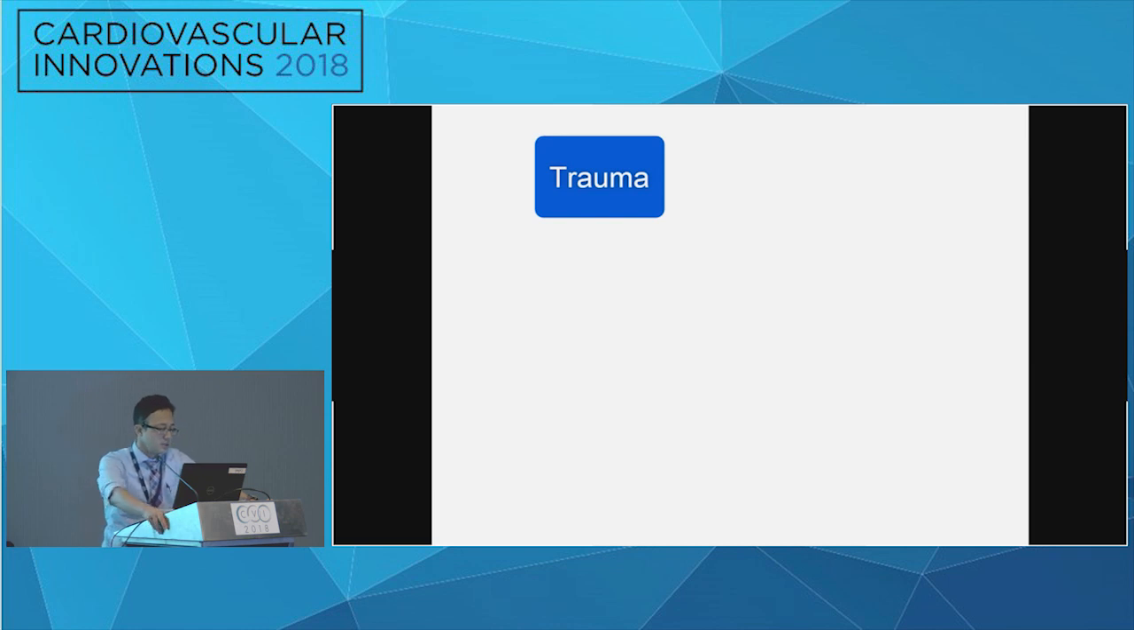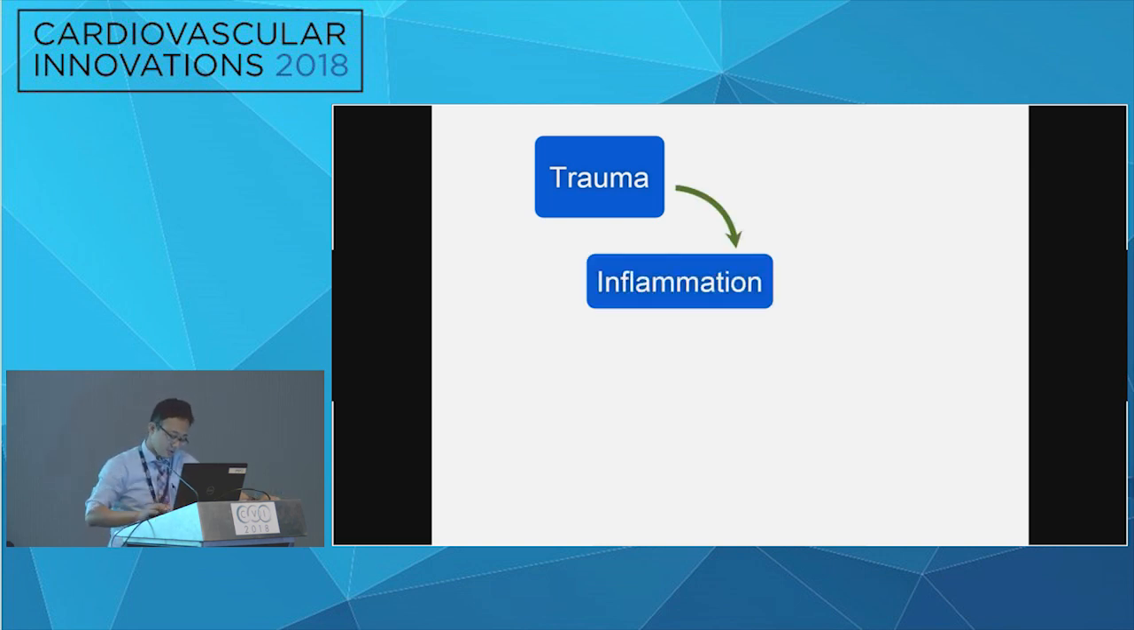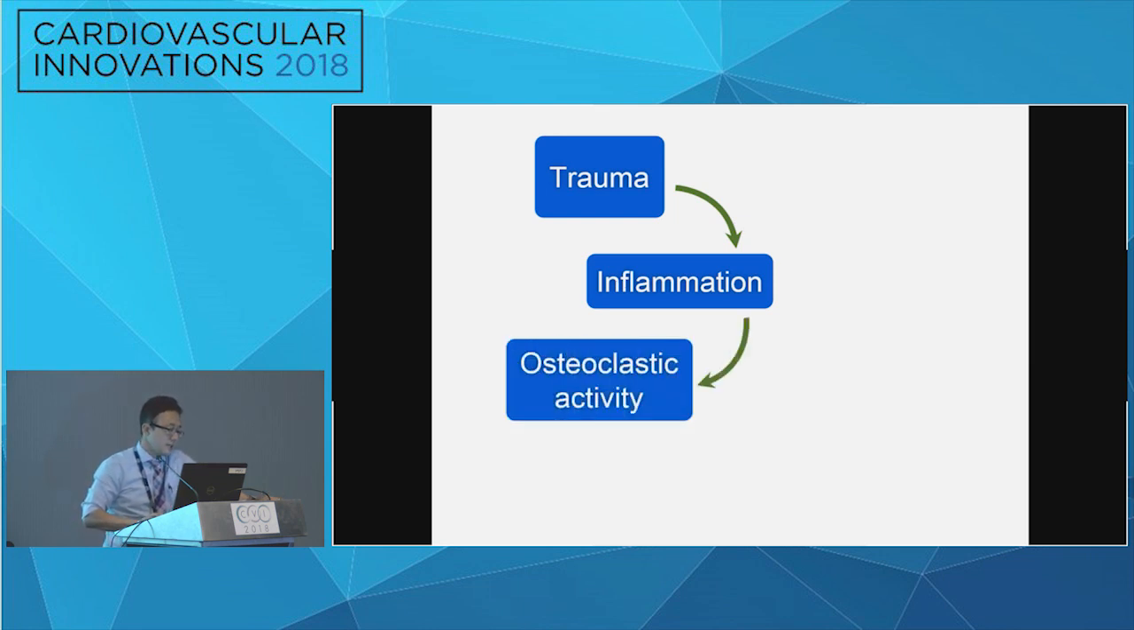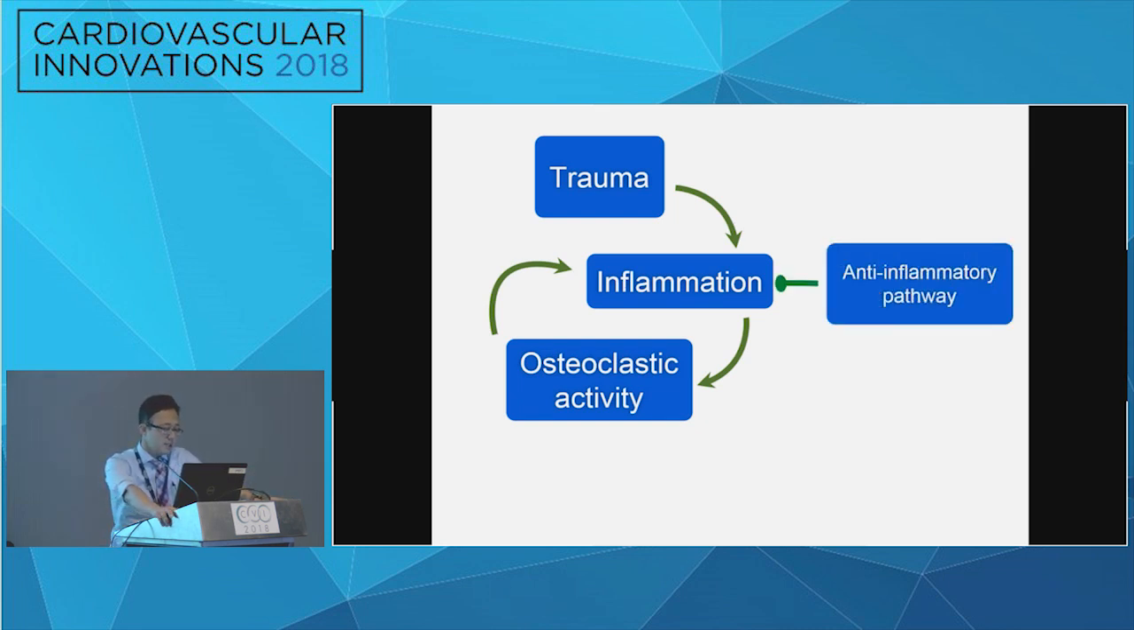So what's going on in those diabetic patients, or in normal patients, when you have a trauma or surgery? It goes through the inflammatory phase, which is the normal healing process, and it goes on for the first 3 days, and then on to the osteoclastic activity. That's the physiological osteoclastic activity to try to resolve the fracture site. And that catabolic activity causes another inflammation, and the cycle goes on and on for 3 days or so.